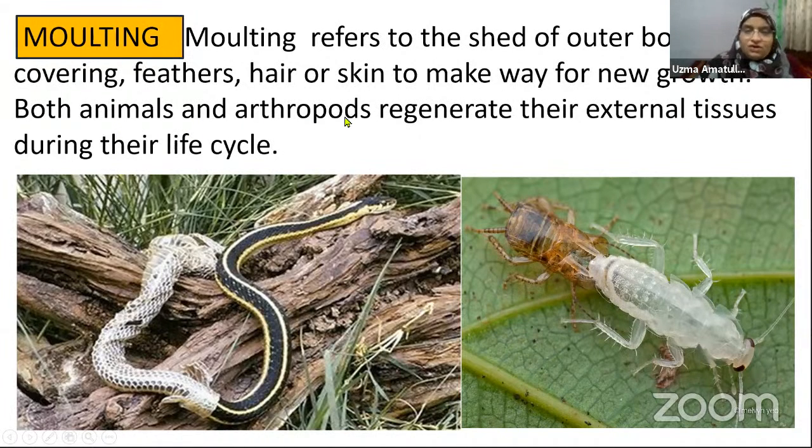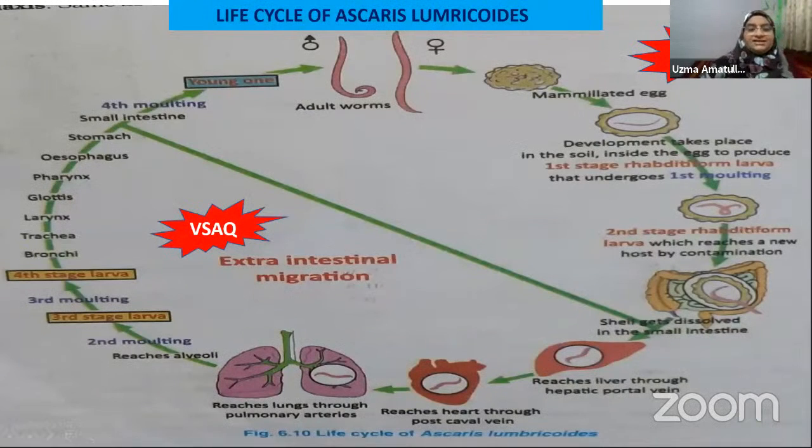Both animals and arthropods regenerate their external tissue during their life cycle. So here, this larva of Ascaris lumbricoides also undergoes molting. How many times? Four times. Now here, this diagram is there in your textbook, and you have to practice this well for your exam. Draw it three or four times, or practice it as many times as needed until you become perfect with this.